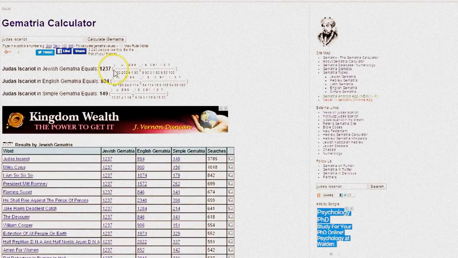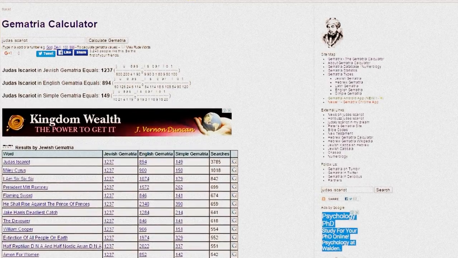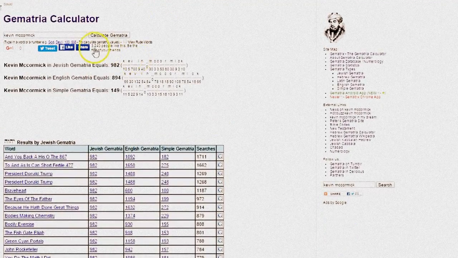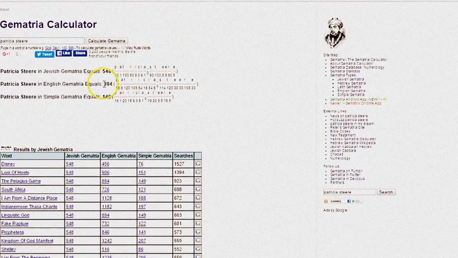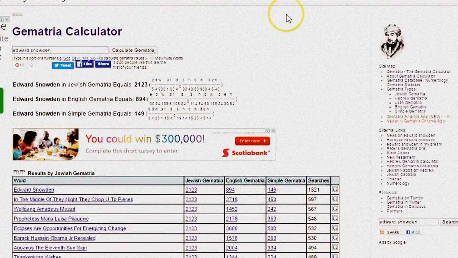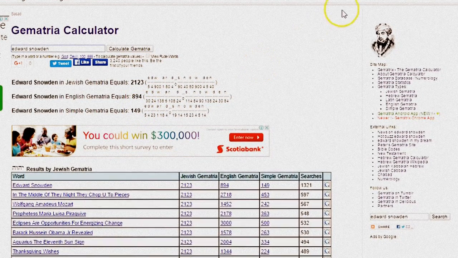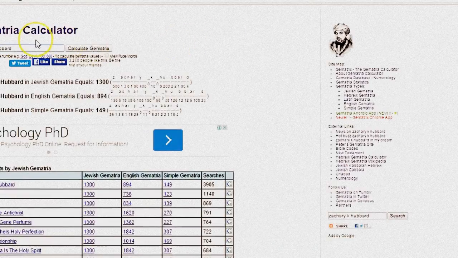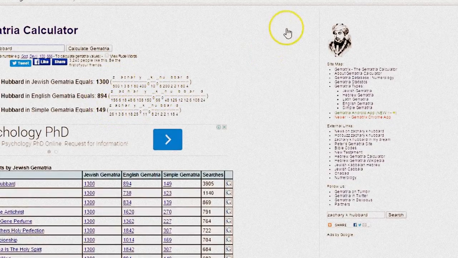This is timeline 2. So look at Judas Iscariot, 894, 149. This is my name, Kevin McCormick, 894, 149. This is Patricia Steer's name, 894, 149. This is Edward Snowden's name, 894, 149. This is Zachary K. Hubbard, 894, 149. That's a nice 1300 there, Zach.